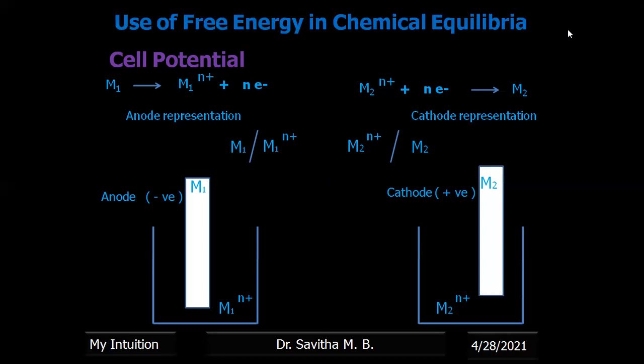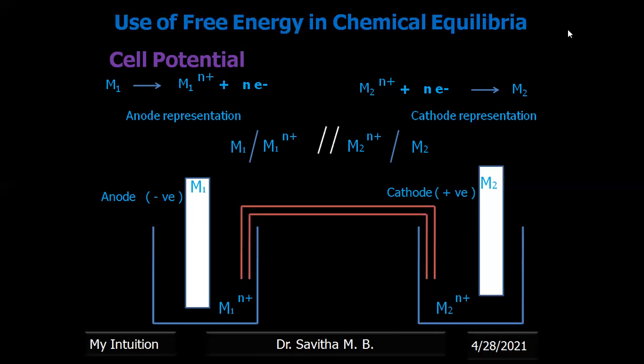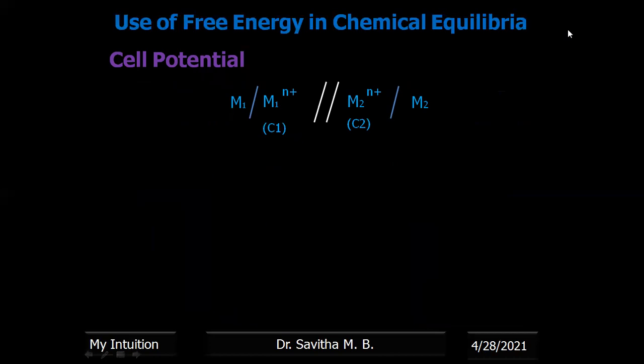Now if the two half cells are connected by a salt bridge, then the cell representation would be the anode, double slash, the cathode representation. Always in a cell representation, the first part is the anode and the second part is the cathode. Okay, so now since metal ions means it is in the form of a solution, and every solution has a concentration, here we can see that M1 n+ is in the anode compartment electrolyte, and its concentration is denoted as C1, and similarly M2 n+ ions are in the cathode compartment, and its concentration is denoted as C2. Okay, so now this is the cell representation.